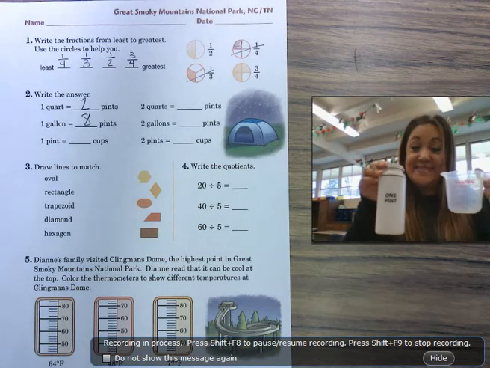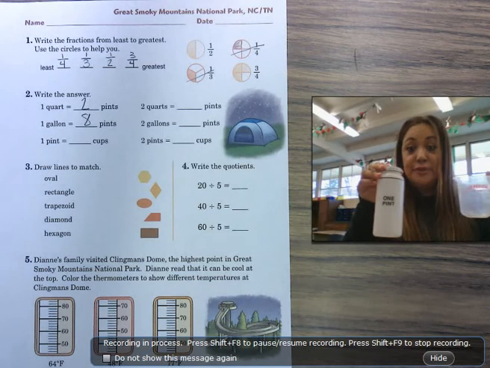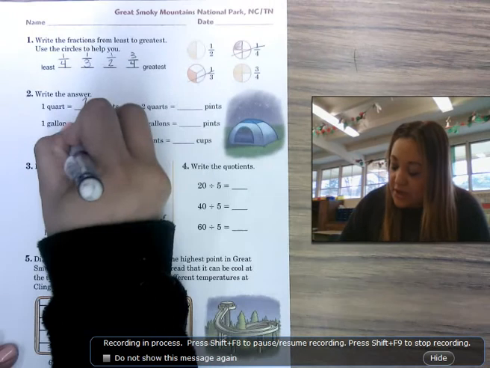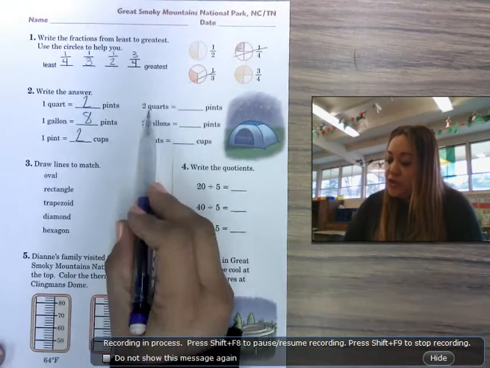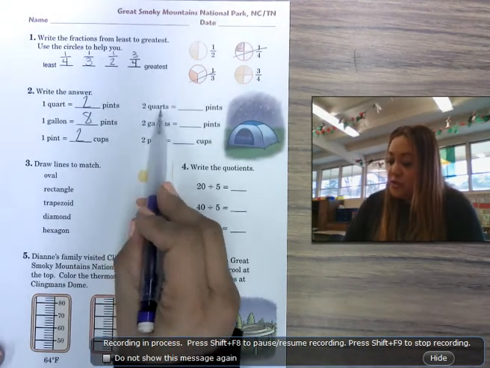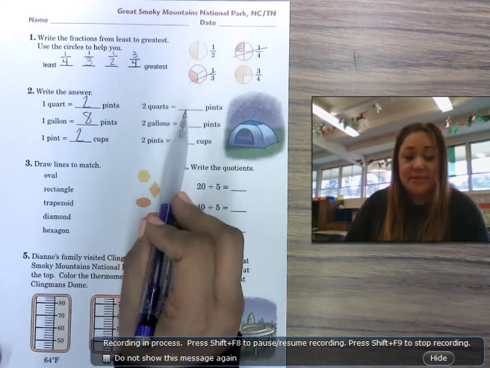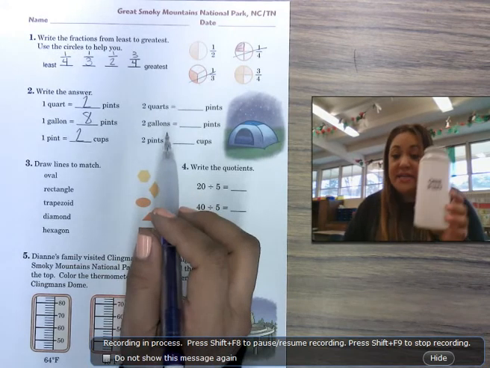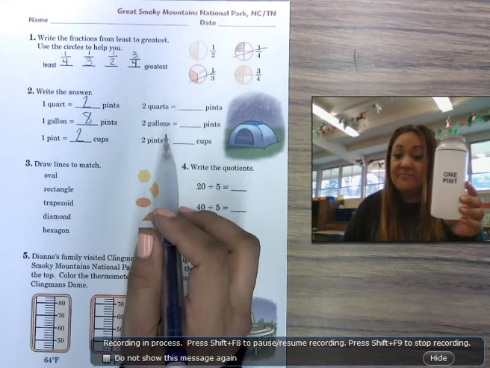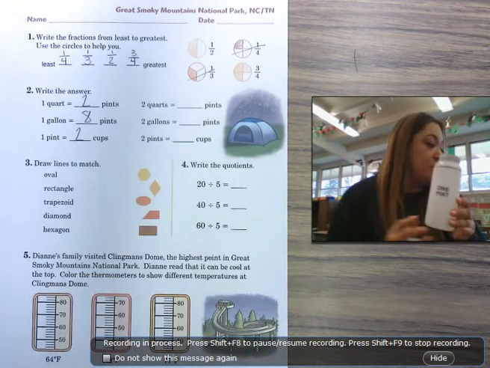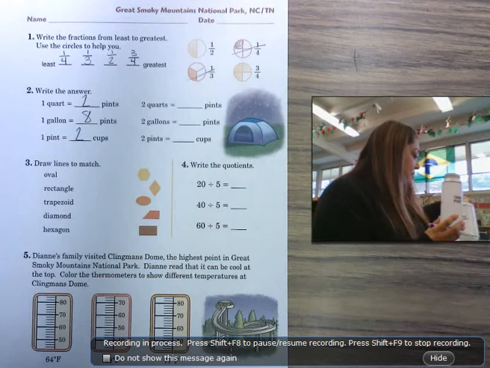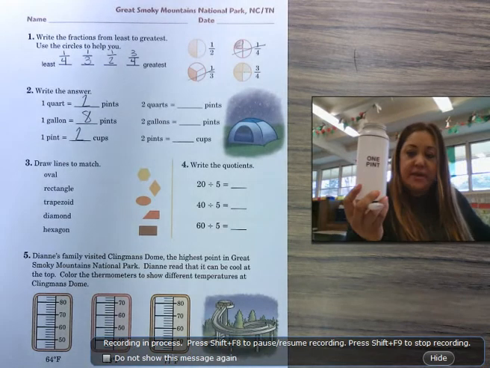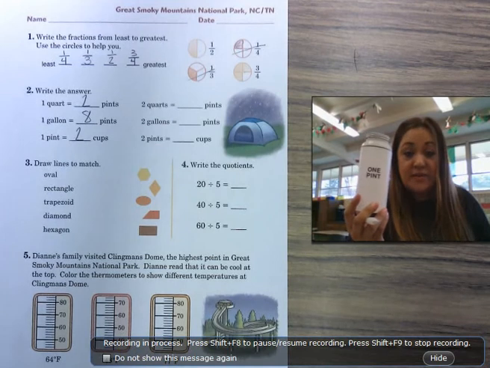Yes, if you said 2, you are correct. I'm so proud of you. Let's go ahead and write down 2 on our line. 2 quarts. 2 quarts equals how many pints? How many pints do I need for 2 quarts? I'm gonna need 4. 4 to fill up a quart. Here's my pint. 1 pint right here. How many, sorry, quarts.